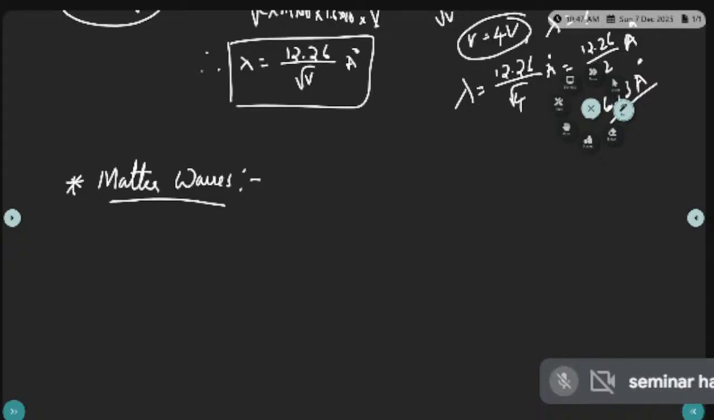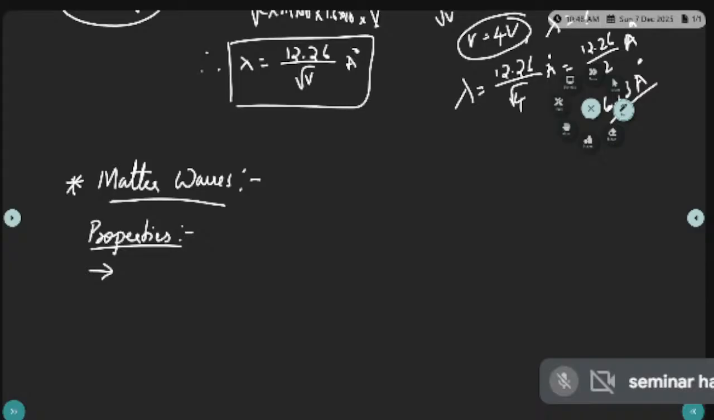So what are matter waves? The waves which are associated with moving particles. That's one. The waves associated with moving particles are named matter waves. What are the properties of matter waves? Waves associated with moving particles are matter waves.